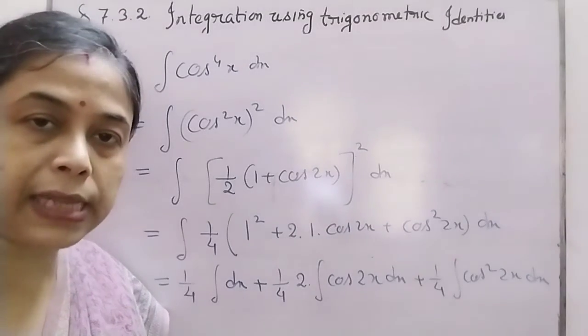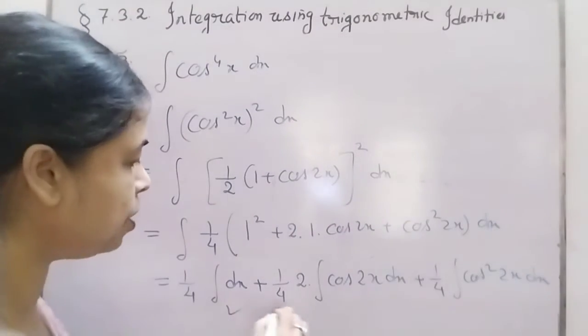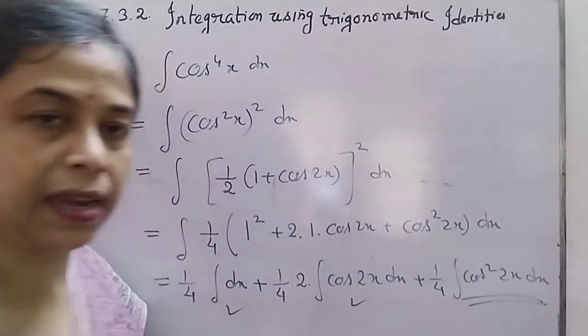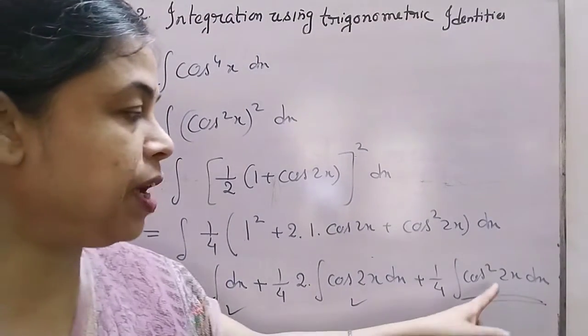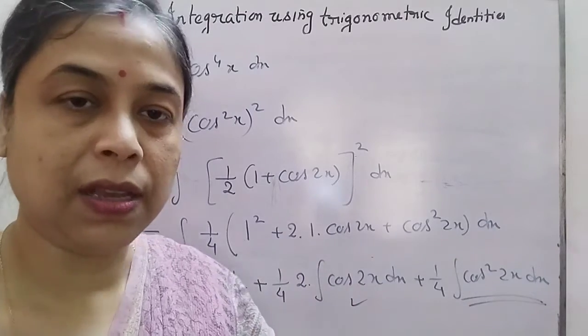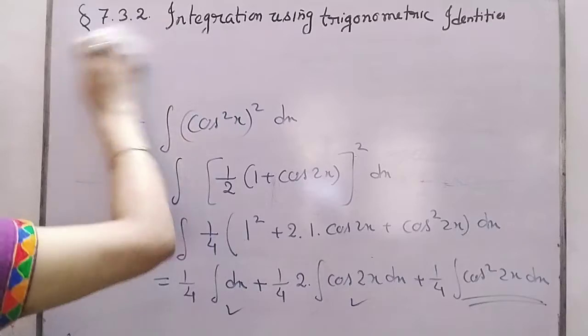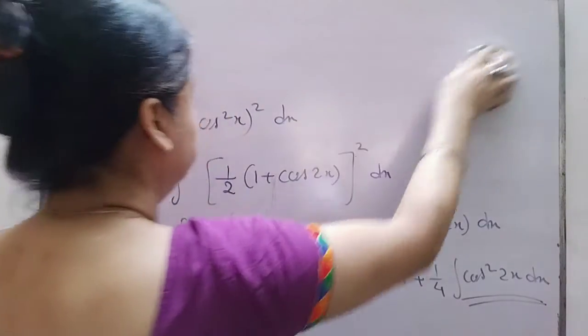Now what about the next step? You know the integration of this one. This is also integrable, but you have to convert it again. Again I have to change because it is a square function. So I'm going to use the next step. Let me do. The next step is what?